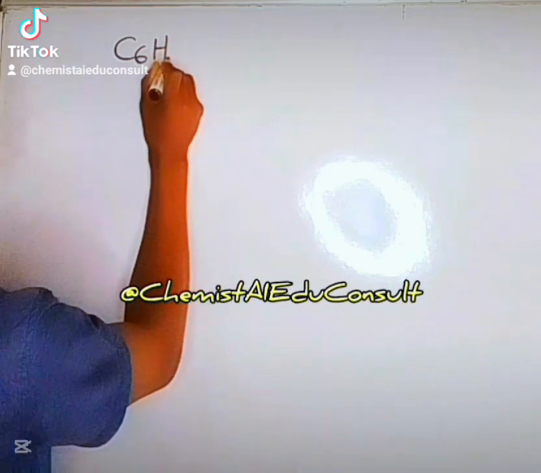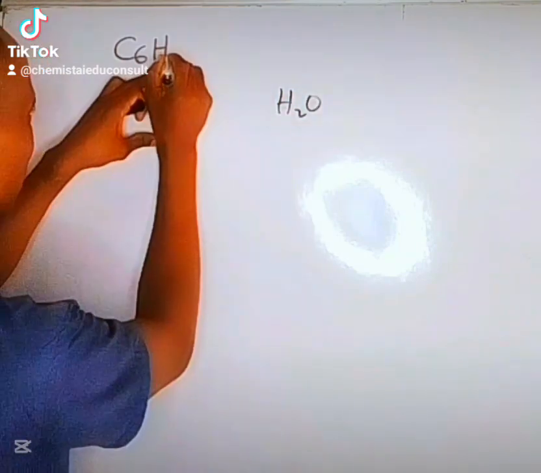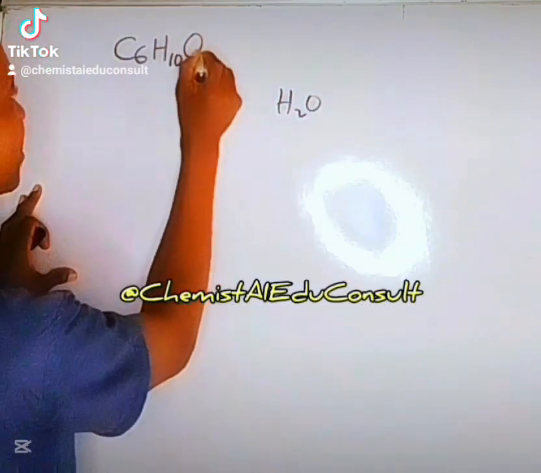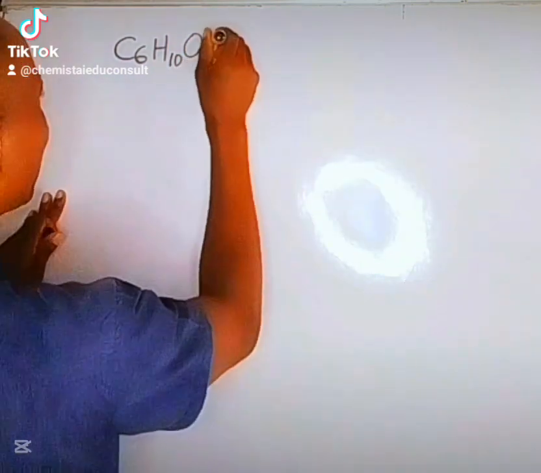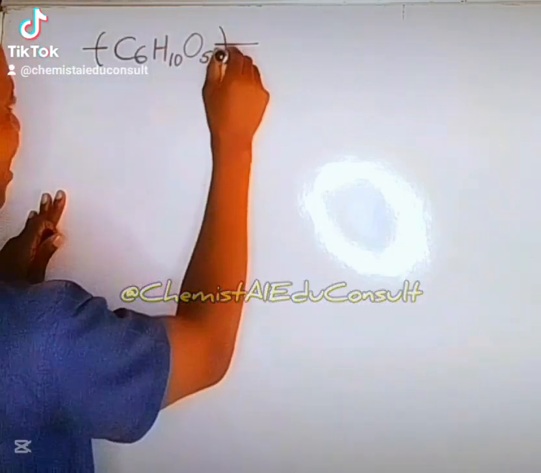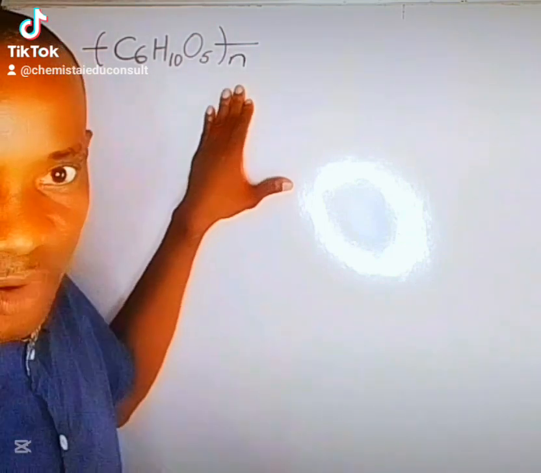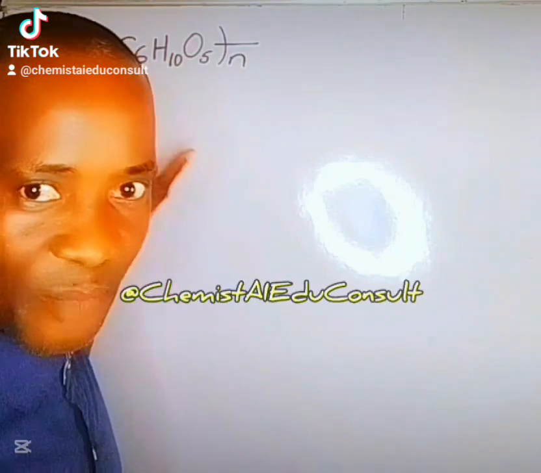C6H12O6. So from that 12 you remove 2 because water is H2O. Instead of writing 12, you write 10. And O6, instead of writing 6, you write 5 because one O is gone. Then you show that it is a polymer by putting a bracket and writing N outside. N stands for thousands of these units, meaning that this is a polysaccharide.